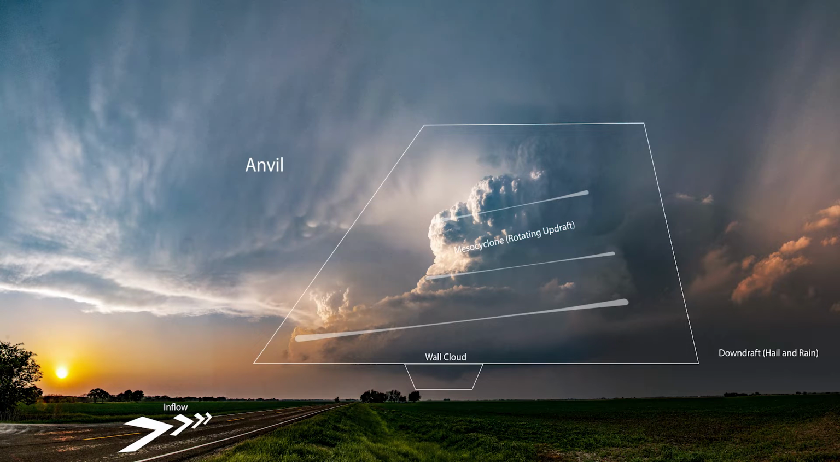Inflow from the south and southeast feeds into the storm and up the rotating mesocyclone. The wind shear helps the mesocyclone to rotate, but also pushes the falling precipitation or downdraft away from the core of the storm, allowing it to maintain its strength. Below the mesocyclone, you can find what is known as a wall cloud. This is an area of lower pressure at the base of a supercell where tornadoes can form.